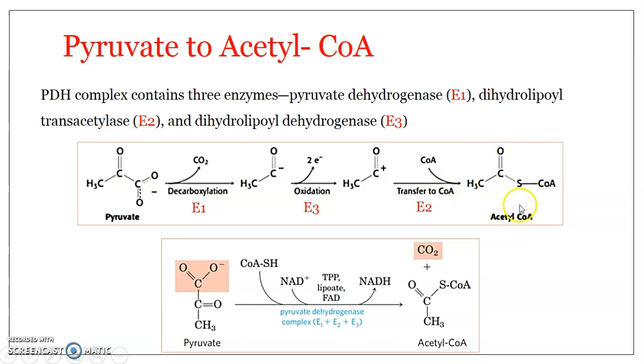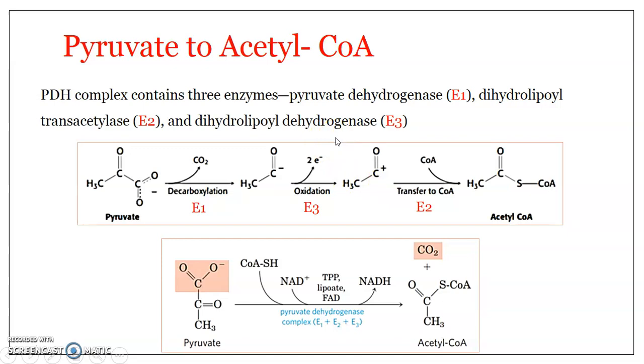Now the dihydrolipoic acid has to be converted back to lipoic acid so that this reaction continues, right? Because here the lipoic acid is required for the process, isn't it? So the dihydrolipoic acid has to be converted back into lipoic acid, and this conversion is made possible by the enzyme dihydrolipoyl dehydrogenase, and this requires the coenzyme FAD.